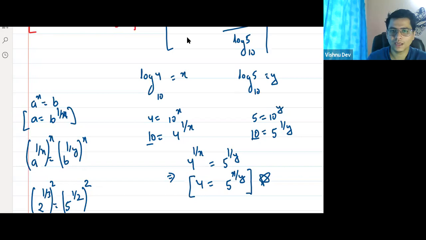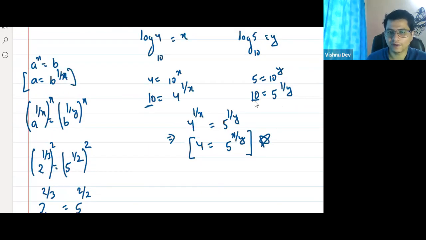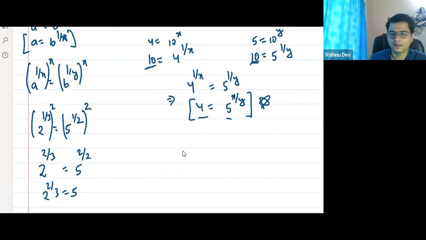Yes, obviously. Then 4 to the power 1 by x is equal to 5 to the power 1 by y. So I can just take the power as x, so this will go this side. We'll get 4 is equal to 5 to the power x by y. Okay, right? Now take log.